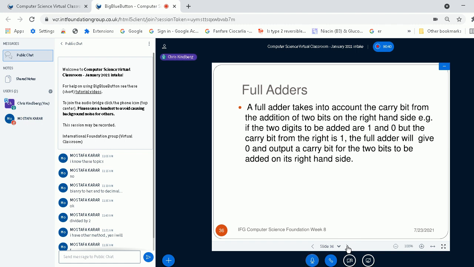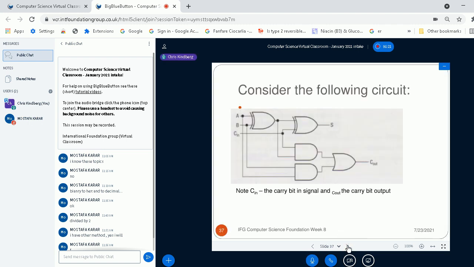So a full adder takes into account the carry bit from the addition of two bits on the right hand side. For example, if the two digits to be added are 1 and 0, but the carry bit from another half adder is 1, then the full adder will give 0 and output a carry bit for the two bits to be added on the right hand side. So let me just show you what I'm talking about here.